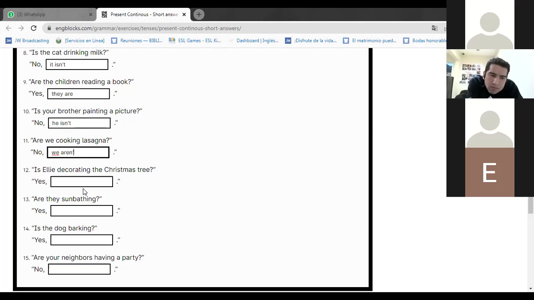We're gonna see later. Porque si nos estamos preguntando a nosotros mismos, are we cooking lasagna? No, we aren't. Pero si le estamos preguntando a alguien más que no está en nuestro grupo, are we cooking lasagna? No, you aren't. So both answers are possible.